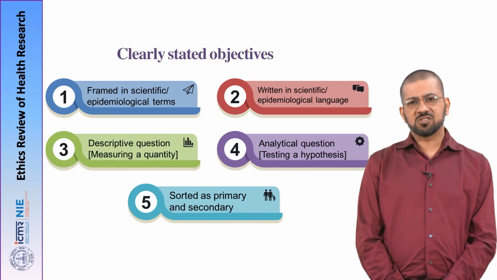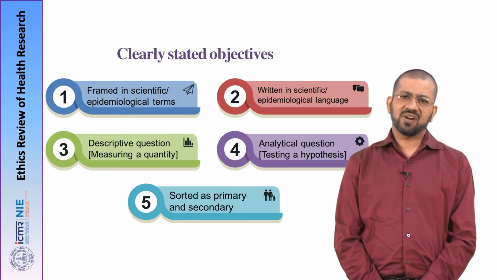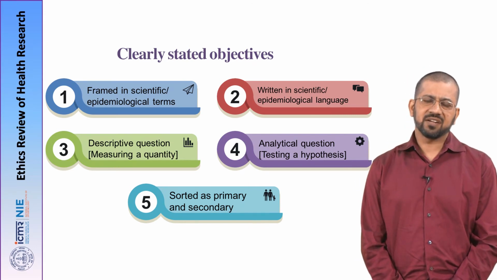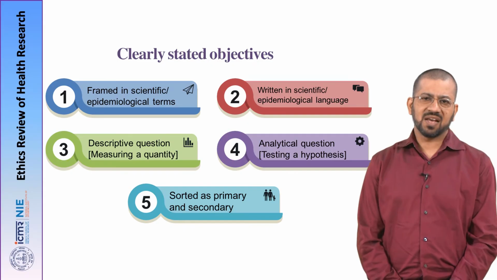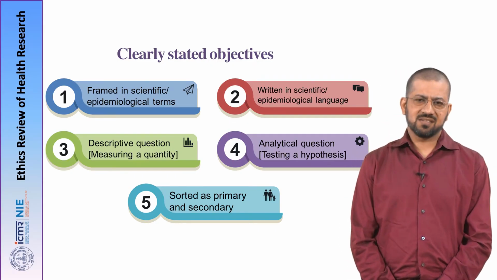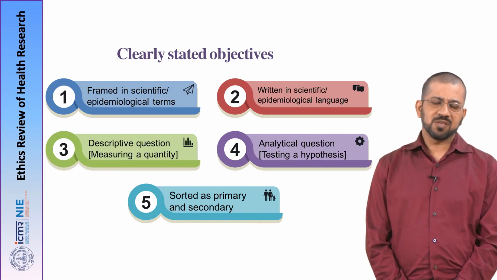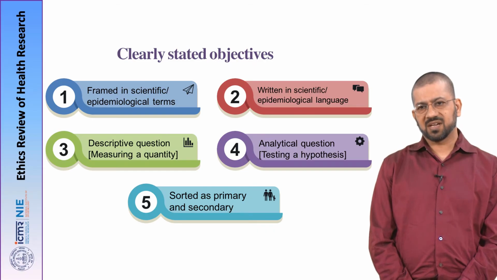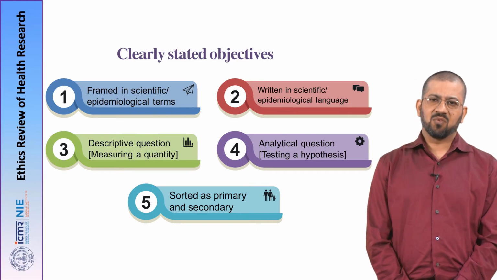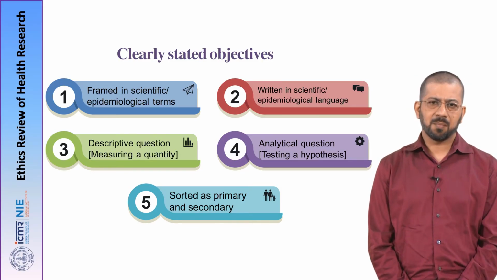Now, an analytical question is one that tests a hypothesis, essentially when you are trying to find out the risk factors or protective factors related to an outcome. Many a time, and not necessarily all the time, these objectives can be sorted into primary and secondary objectives, which tell us what the focus of the study is and what additional analysis could be done from the same study.